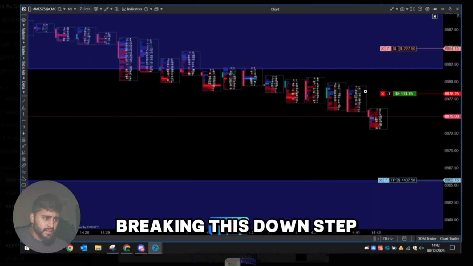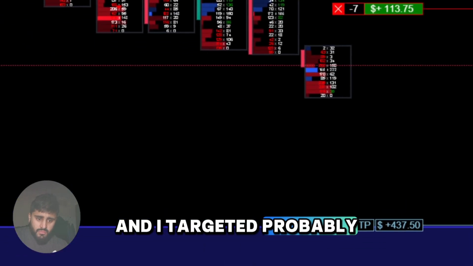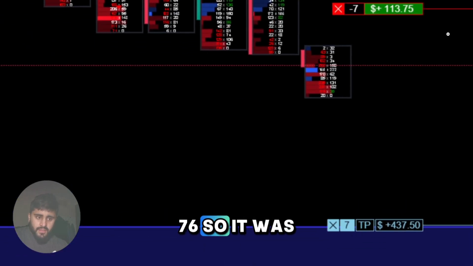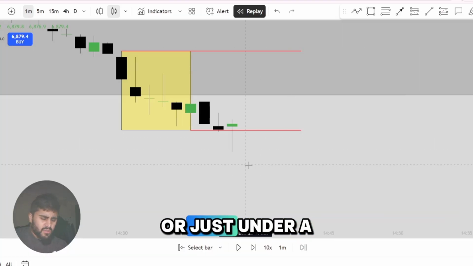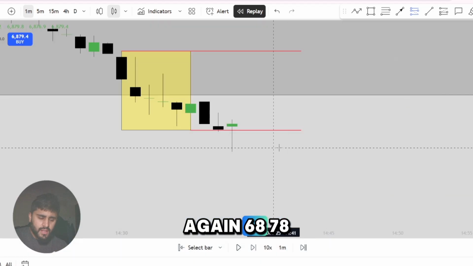And we're going to be breaking this down step by step. So my entry was at 68.78, right? And I targeted probably around 68.76. So it was around a 1.8R or just under a 2. So my entry was, again, set at 68.78.